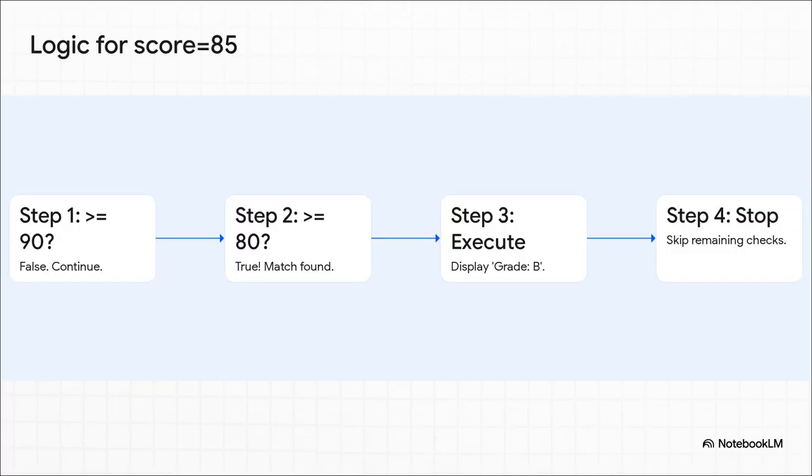So let's pretend we're Matlab for a second, and our score is 85. First question, is 85 greater than or equal to 90? Nope. False. Moving on. Next question, is 85 greater than or equal to 80? Yes it is. That's a true statement. So we execute the code for that block, displaying grade B, and then, and this is the most important part, we're done. We stop right there. We don't even bother checking for a C or a D.